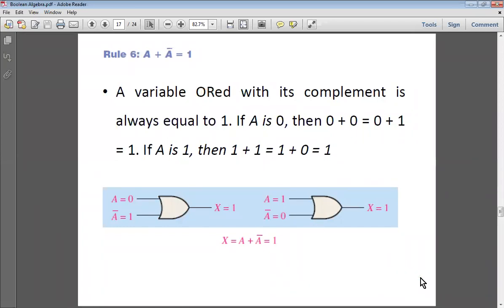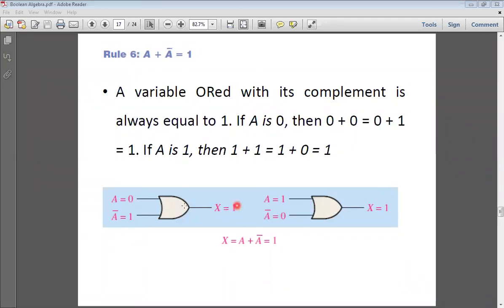Now let's see how. This is an OR gate. ORed with means we have to use an OR gate. There are two inputs. One input is A, the other input is its complement. Let's say A equal to 0. We have chosen A to be 0. And what is its complement? 1. If you choose A to be 0, then the second input becomes 1. So 0 OR 1 is 1 here.